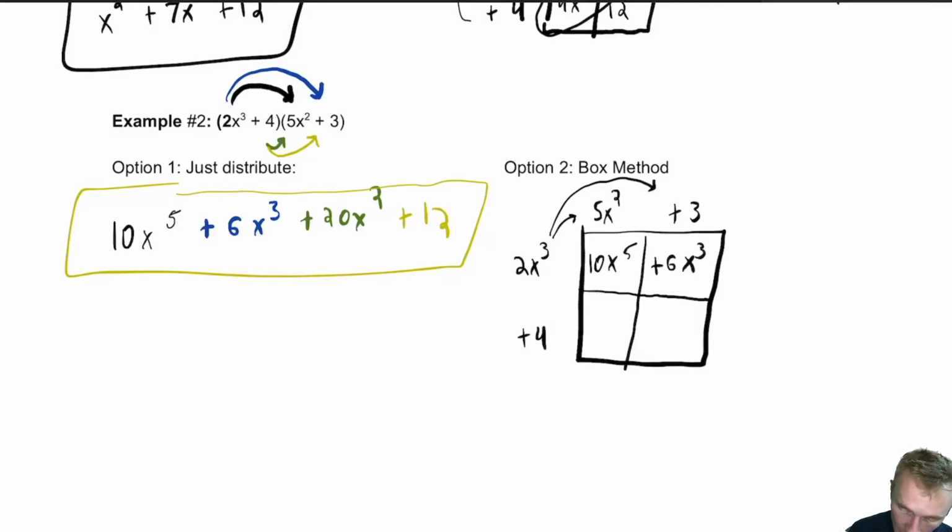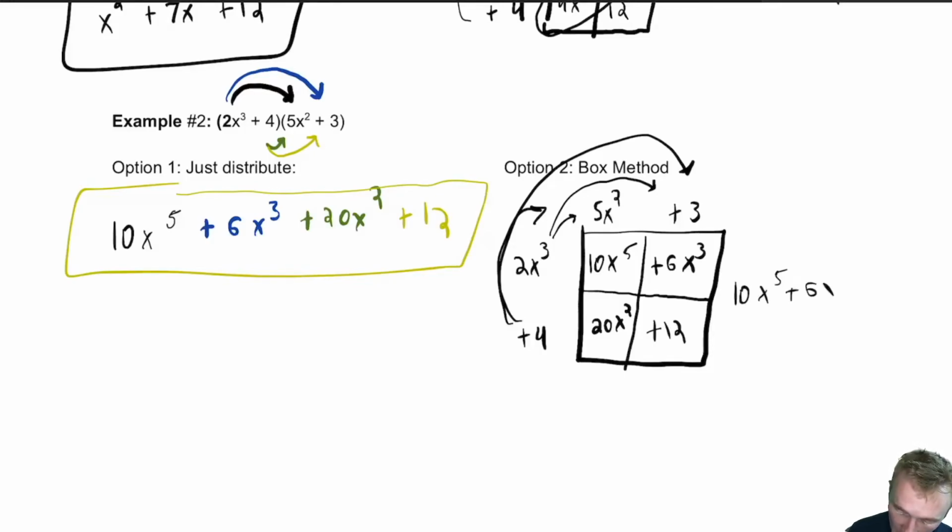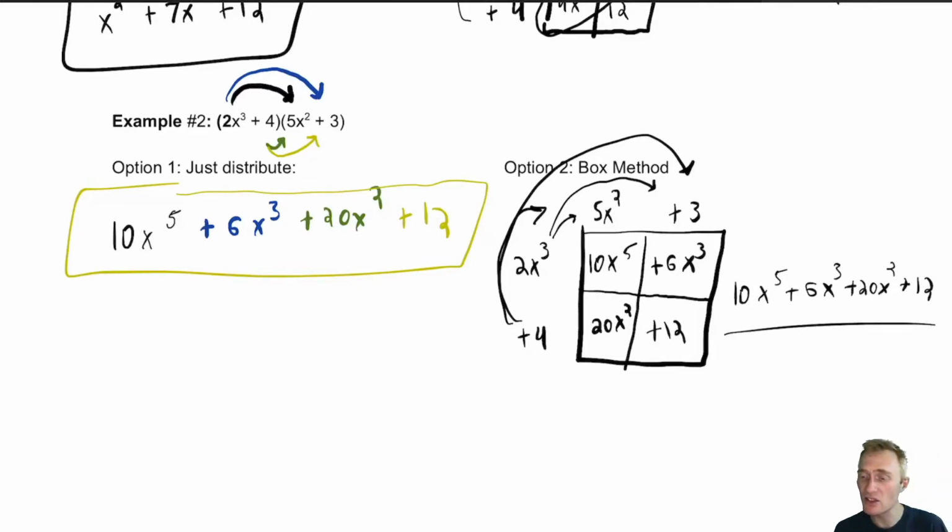Just compare what I'm doing to what's on the left. Then we'd have 4 times 5x squared to make 20x squared. And finally, 4 times plus 3 to make plus 12. No like terms here. So you would, again, double write it here sometimes. Plus 6x to the third plus 20x squared plus 12. But you get the exact same answer. It's just an organizational tool.